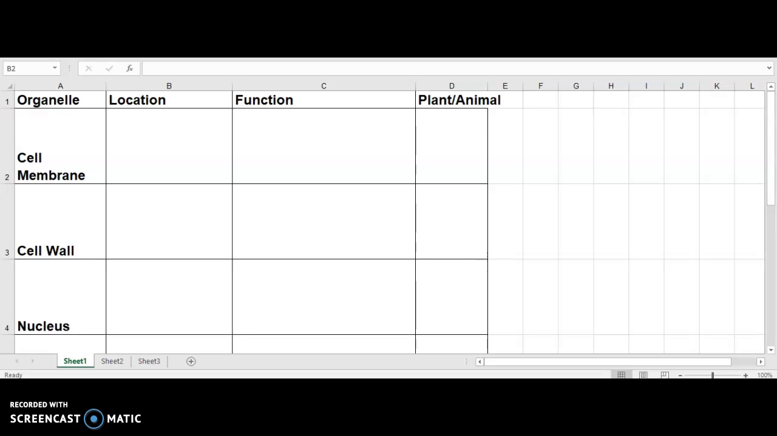All right, friends, welcome back. So this time we are going through the organelle chart. There will be some changes as to what is on your document, but let's go ahead and get started.